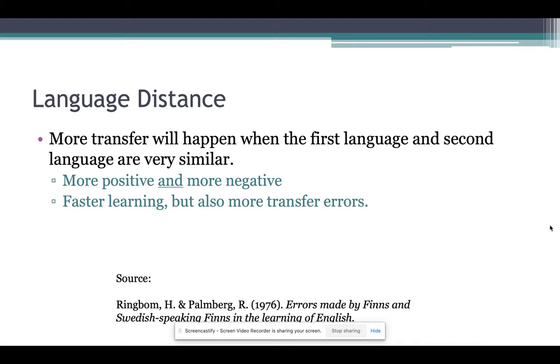So a lot of these theories I'm giving you now might seem to be complicating what you know about the role of the first language. And it might be a little overwhelming for you. There are all these different theories and they're so complicated.